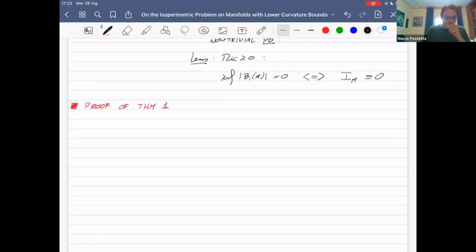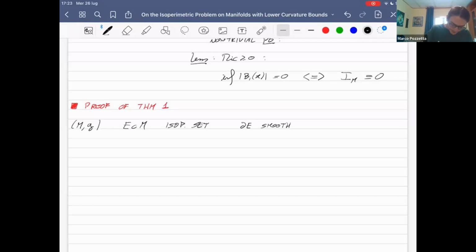Okay, so in order to tell you something about the proof, I need to recall something about isoperimetric sets. So let's keep in mind what we want to prove, but now I make a digression. I always have my manifold, and let's say that E contained in M is an isoperimetric set. So it minimizes the perimeter among sets having the same volume. And for sake of simplicity, let's also assume that E is smooth. So the boundary of E is a smooth submanifold.